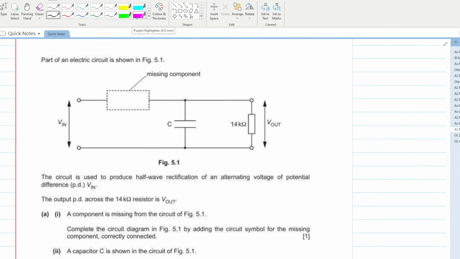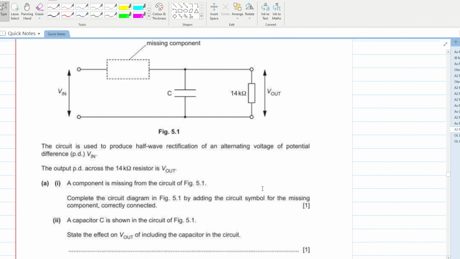Part of an electric circuit is shown in figure 5.1. Okay. The circuit is used to produce half wave rectification. Okay. Half wave rectification में एक ही diode use होता था. Of an alternating voltage of potential difference V in. The output potential difference across the 40 kilo ohm resistor is V out. Okay. A component is missing from the circuit of figure 5.1.